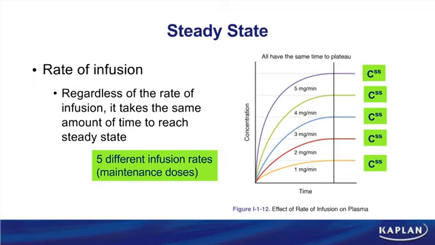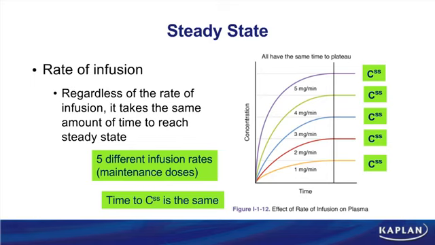But how do we know that a drug, when I'm infusing it in a case like this, how do I know that I've reached steady state? That's right, we remembered that we look for the plateau. Notice that whether it's 1, 2, 3, 4, or 5 milligrams per minute, every one of these curves levels off at the same time. They all plateau at the same time, so their time to steady state is the same. Time to steady state is independent of the size of your dose.